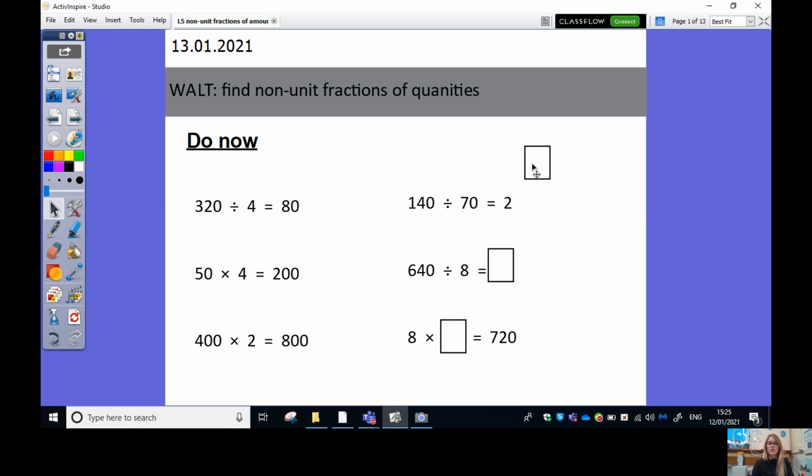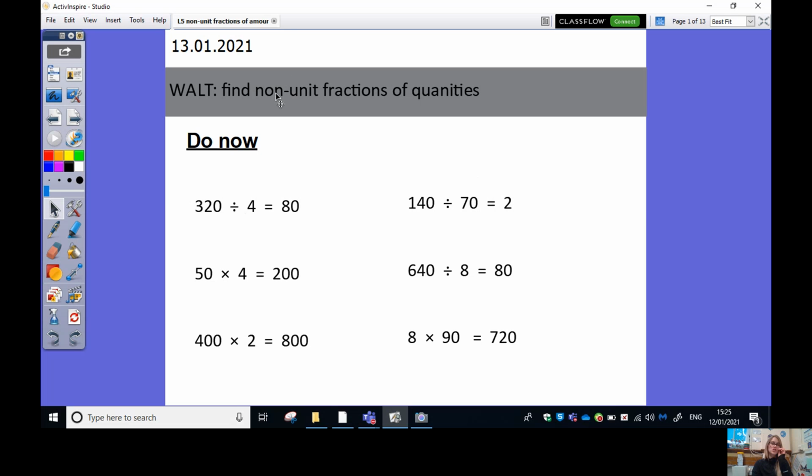140 divided by something is 2, that one is 70, because 7 times 2 is 14. 64 divided by 8, I know 8 times 8 is 64, so 80, because my answer is 10 times bigger. And then 8 times something, which is 9, is 72, so 90. So make sure you've marked those. Well done if you got them all correct. And let's move on to today's lesson.